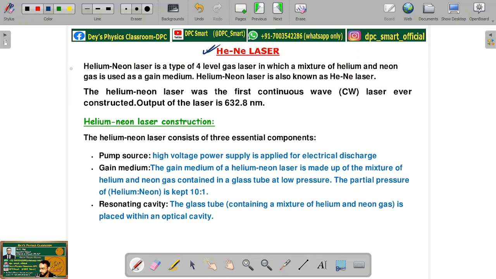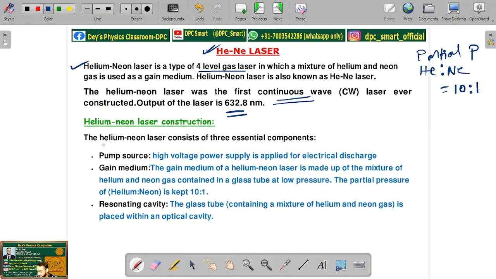Now the helium-neon laser is a 4-level gas laser system in which a mixture of helium and neon gas is used as the gain medium, and the mixture is made in such a way that the partial pressure of helium to neon is kept in a 10:1 ratio. The helium-neon laser is the first continuous wave laser, or CW laser, that was ever constructed. Its laser output is 632.8 nanometer. So this is the first continuous wave laser, that was first made by human beings.